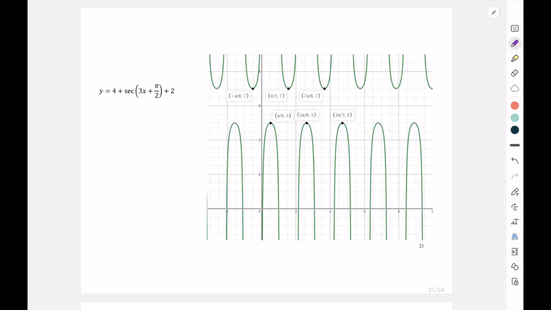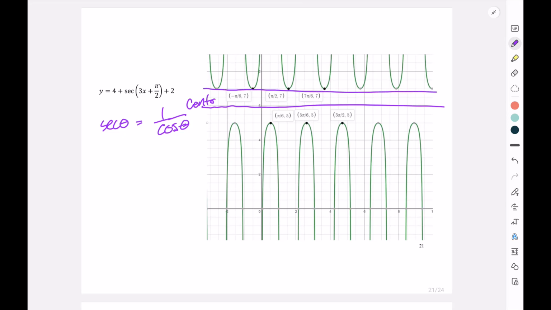So we know when we go to graph it, we will similarly do a cosine graph. So we know that secant of theta is equal to 1 over cosine of theta. So we know for our center, we went up 6 on the y-axis. We know that our amplitude is 1, so we'll go up to 7 and then down to 5.